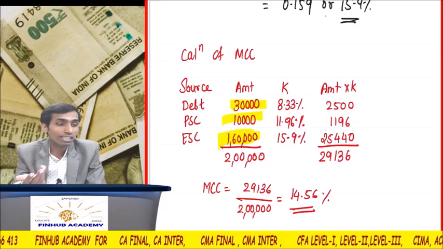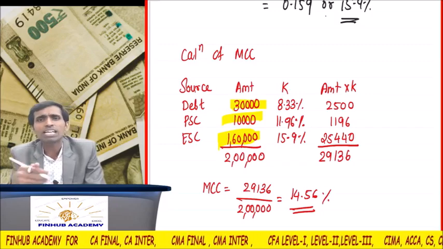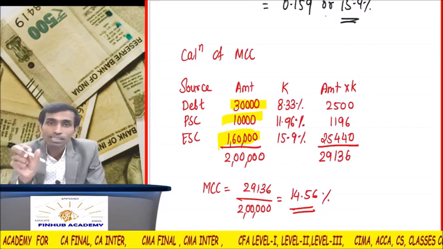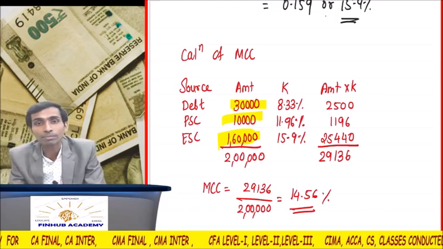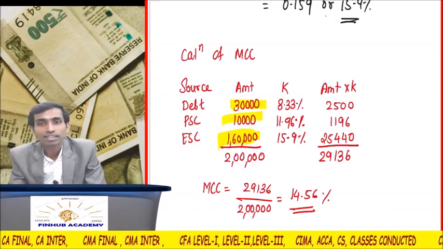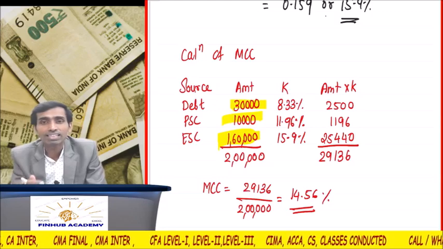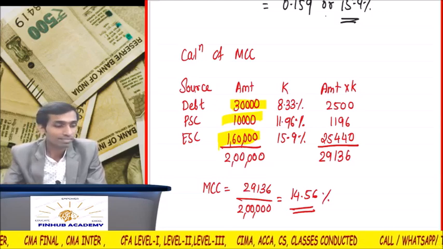The question is not clear on whether 20 is the market price or the issue price. Let us say issue price. Then you should multiply by 20, because 10 will be securities premium, right? Understood? Is it clear?